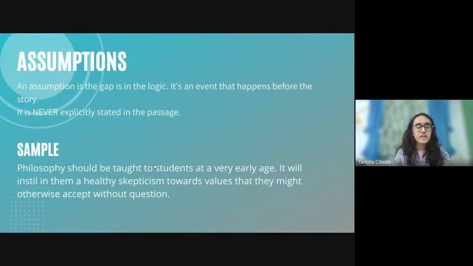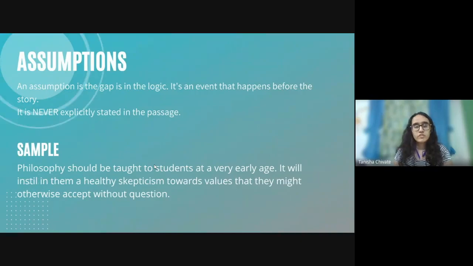Now, firstly, let's start with assumptions. An assumption is basically the gap in logic. Now, you need to understand that, for example, if I am solving a math equation, all right, and I solve it and come to x squared is equal to 16, and then I write the answer is plus 4 or minus 4. Now, here I'm making the assumption that the person who's going to read this solution knows that the square root of 16 is plus 4 or minus 4. All right.